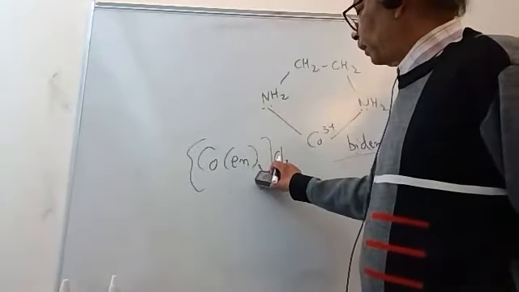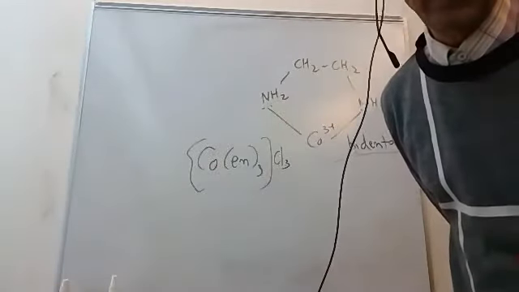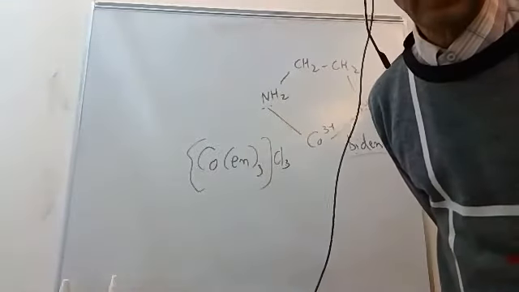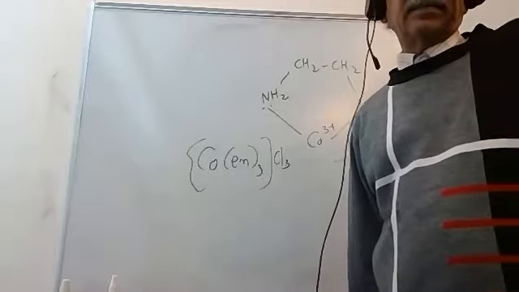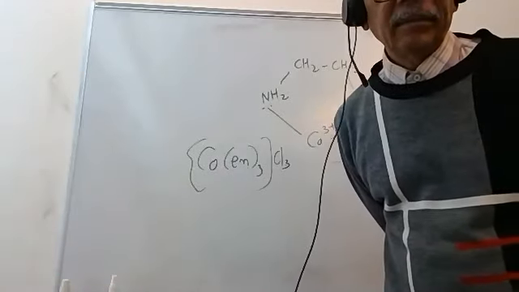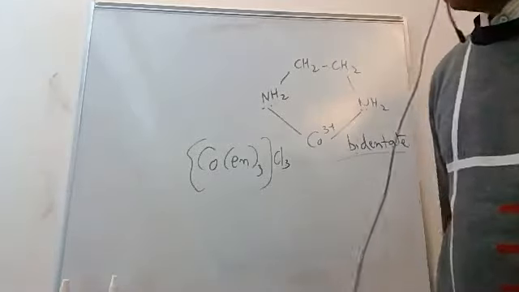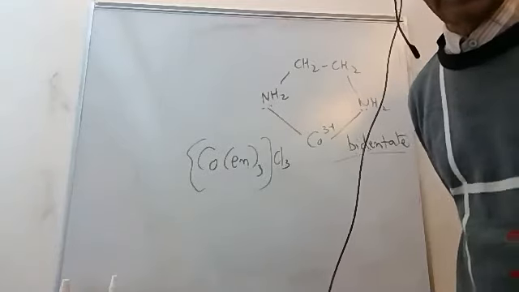Now, if you have 3, each ethylene diamine gives you 2 points of contact. So this is more like an octahedral complex in which ethylene diamine attacks 2 positions of the octahedron simultaneously. An octahedron has 6 points of contact, right? So using 2 points of contact for each molecule, you can fill the octahedron. So this is an octahedral complex.